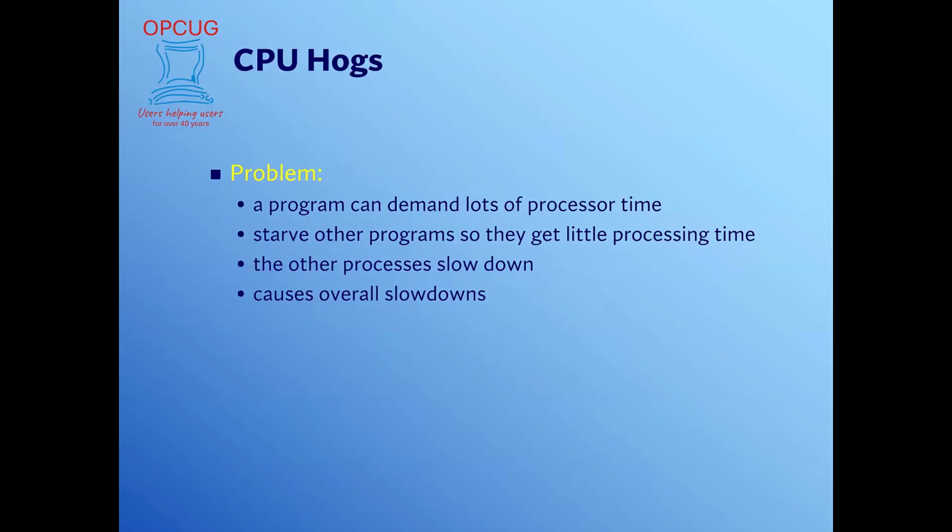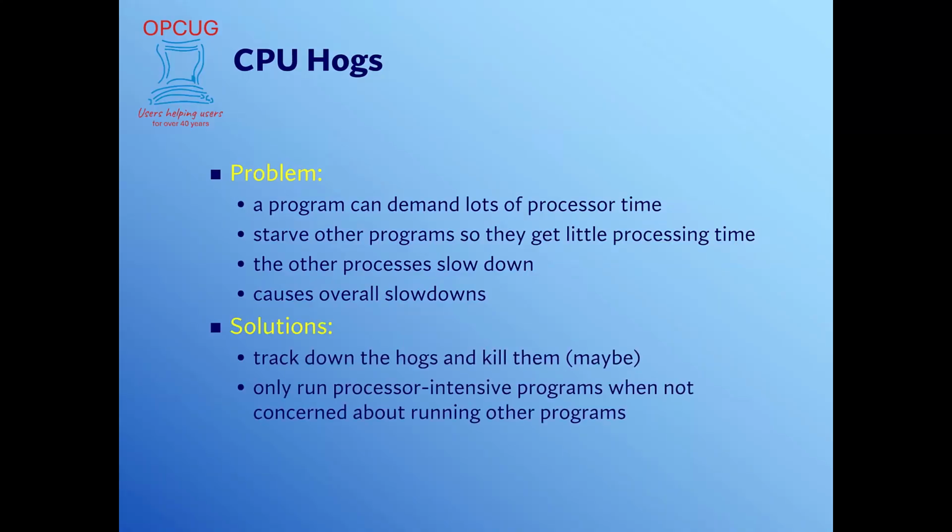So let's look at CPU hogs. A problem would be a program that can demand a lot of processor time. Now, it can't demand 100% processor time by itself because Windows is a multithreaded, multitasking operating system, so it will take away control as it needs to. But if a program is wanting lots of processor time, it will end up getting a lot, and that can starve other programs on your computer so that they get very little time to do their own processing. Those other processes are going to slow down, and then your overall computer is going to be slowing down. So the solution is to track down those and kill them, maybe.